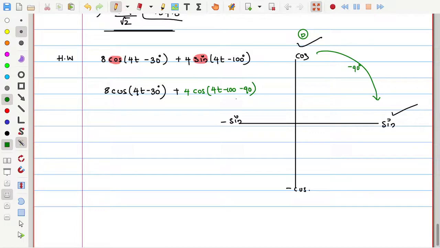That's okay. So now everything is in cos and all amplitudes are in cos. So complete this and tell me the final phasor form, a single form, in this way, magnitude and phase. Okay. Thank you.